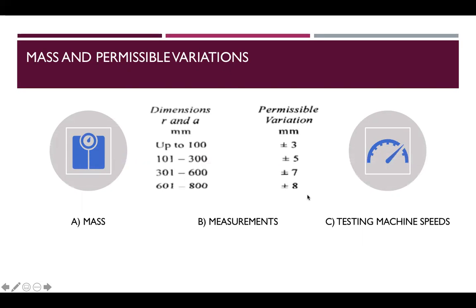So for the permissible variations, the mass of the specimen and of the moisture sample shall be determined to an accuracy of not less than 0.2%. The measurement of the test specimens shall be determined to an accuracy of not less than 0.3%. Testing machine speed should not vary by more than 25% from the specified speed for the given test.